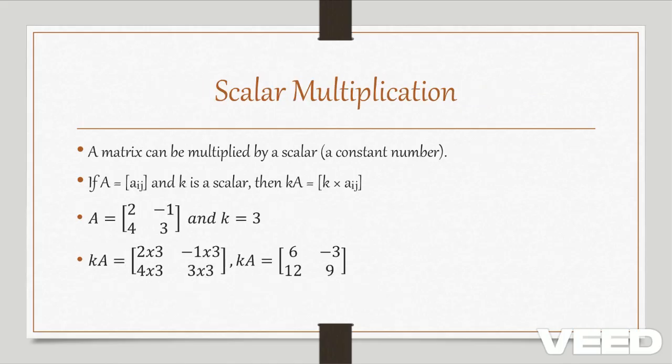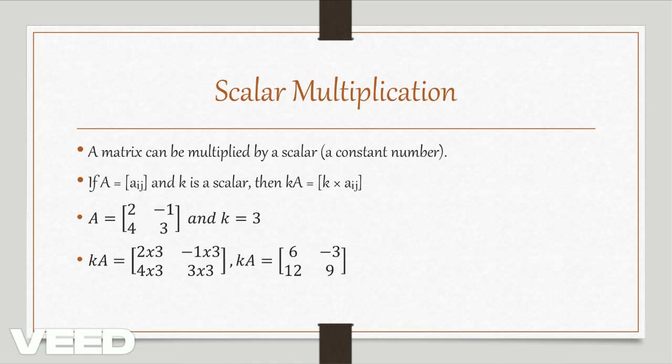Now next is scalar multiplication. How do we perform scalar multiplication? Scalar is a constant number. If we have a matrix A equals this and K equals 3, then if we multiply A with 3, like 3A equals, we multiply each element of A with 3. That is the scalar multiplication.